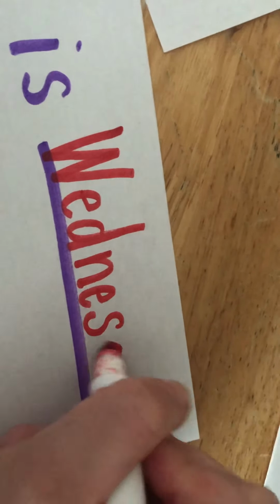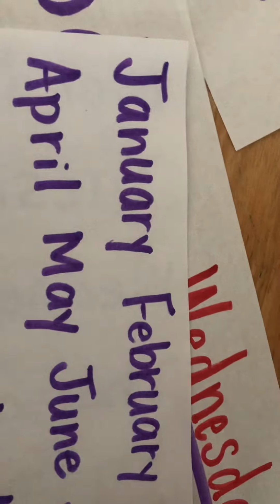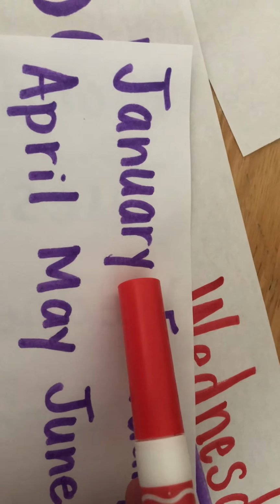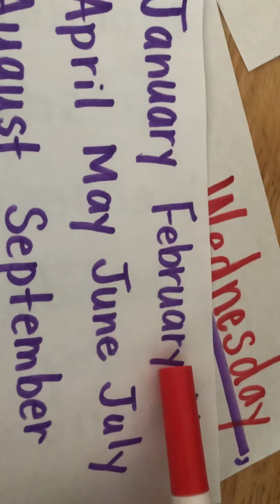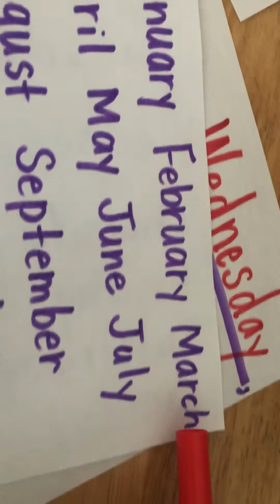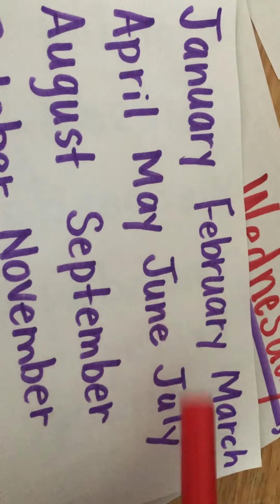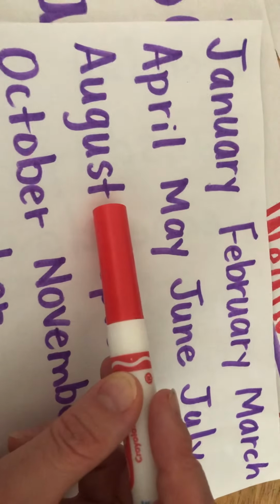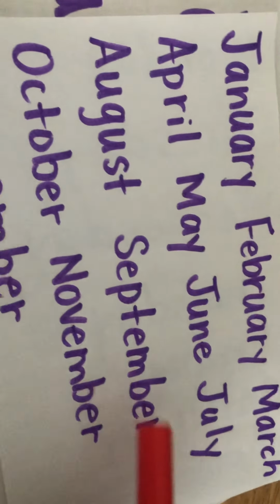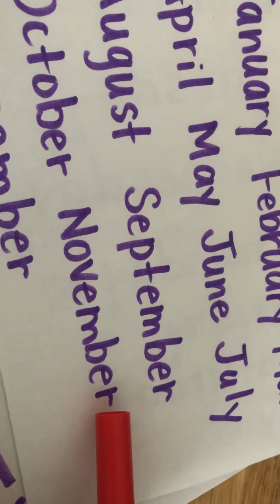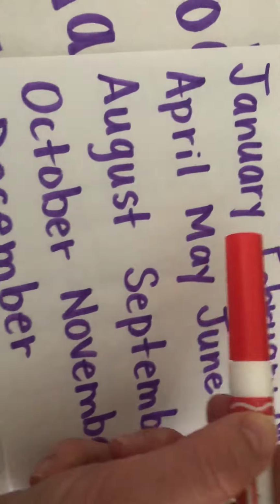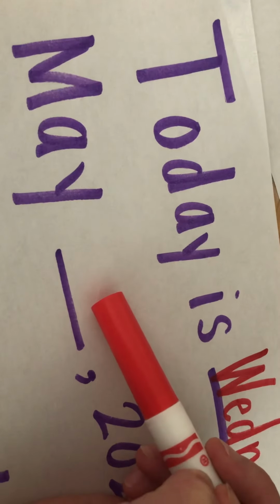Let's review those months in order or sequence. You can help me read as I point. Starting with January, February, March, April, May, June, July, August, September, October, November, December. And we know it's May. Now let's take a look here. I've left this part blank because we need to fill in what the number of the day is in May.